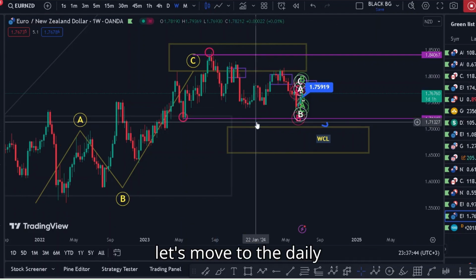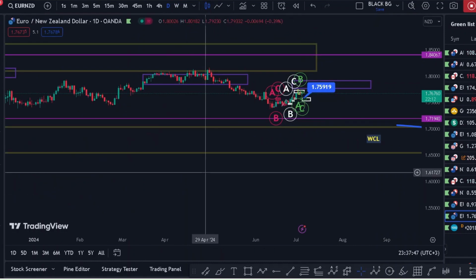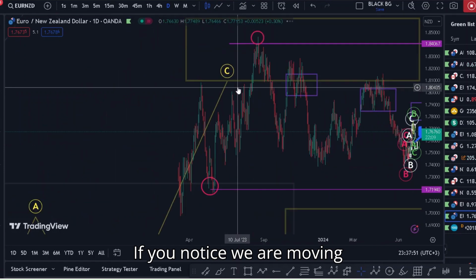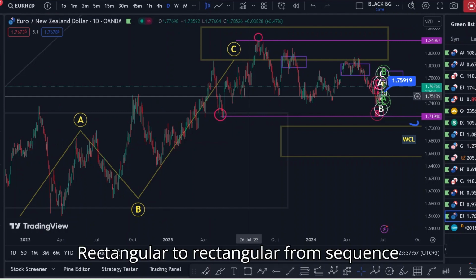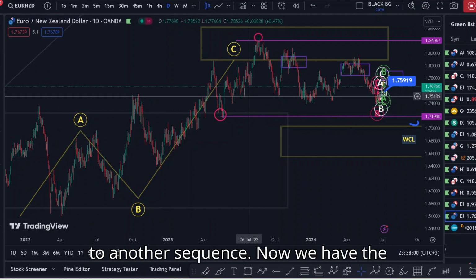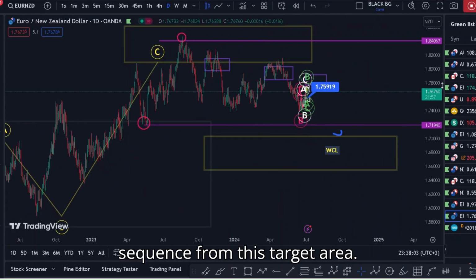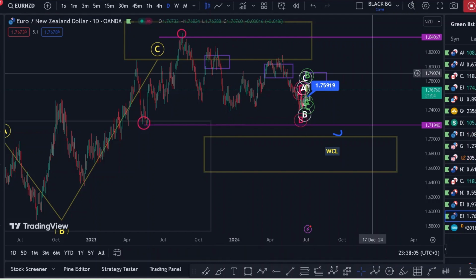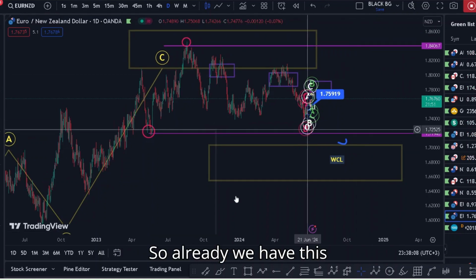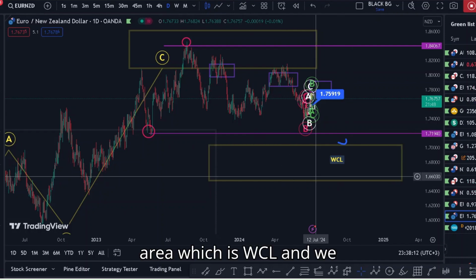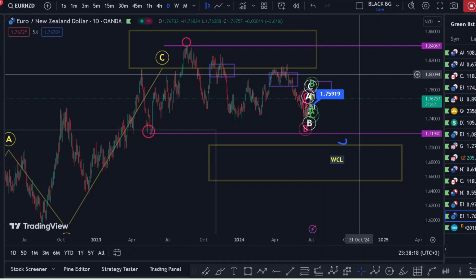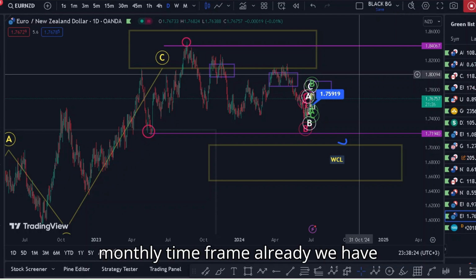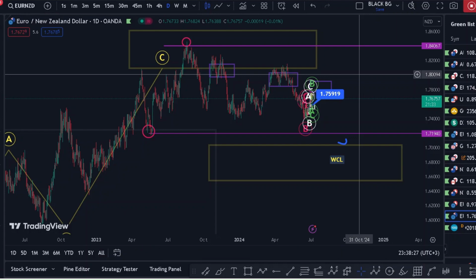And let's move to the daily time frame. If you notice, we are moving from square to square, from rectangular to rectangular, from sequence to another sequence. Now we have the ability to draw a sequence from this target area. So already we have this area, which is WCL, and we will wait for the market to reach the point to go with a buy order, because I said previously that in the monthly time frame already we have an uptrend.